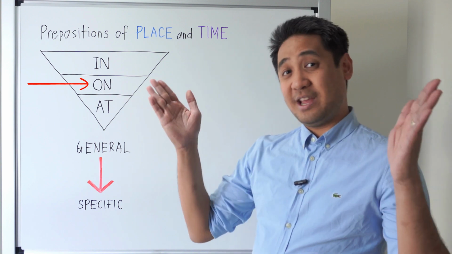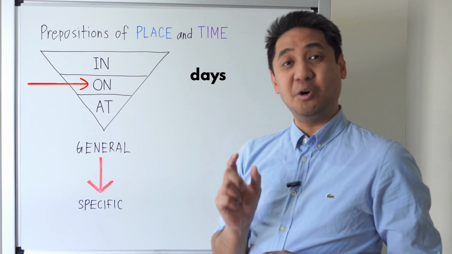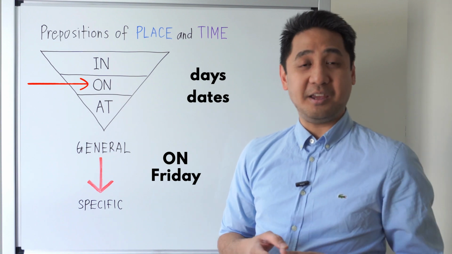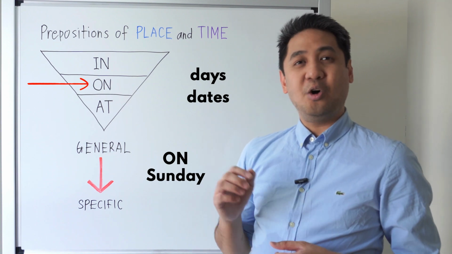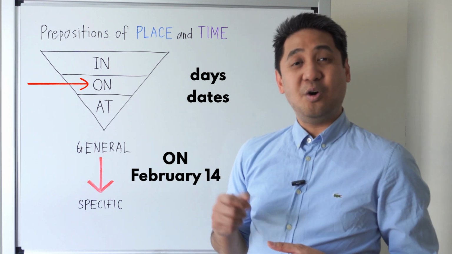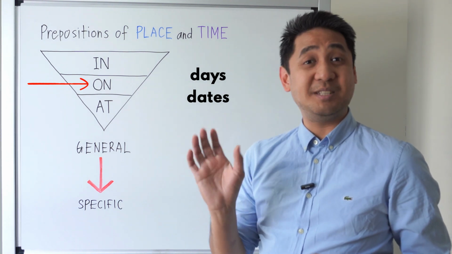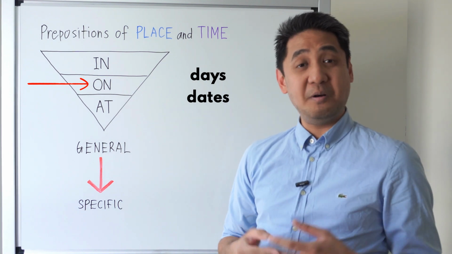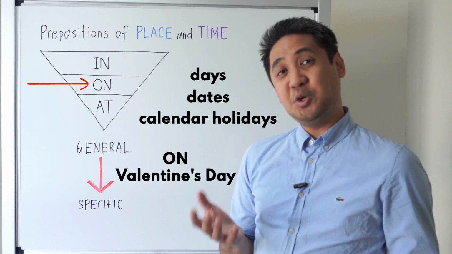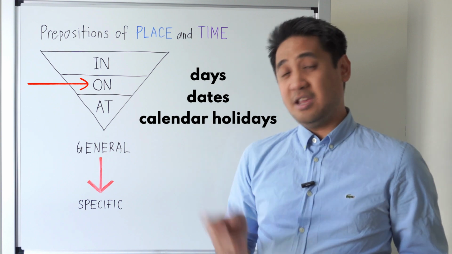Now for on, you're looking at less general. Normally with on, you've got the actual day or the actual date. For example, on Tuesday, on Friday, on Sunday, on December 25, on February 14, on September 9. All of these are specific days, specific dates. You can also use on for calendar public holidays. For example, on Valentine's Day, on New Year's Day, on Christmas Day. If it's a public holiday with the word day, you use the word on.